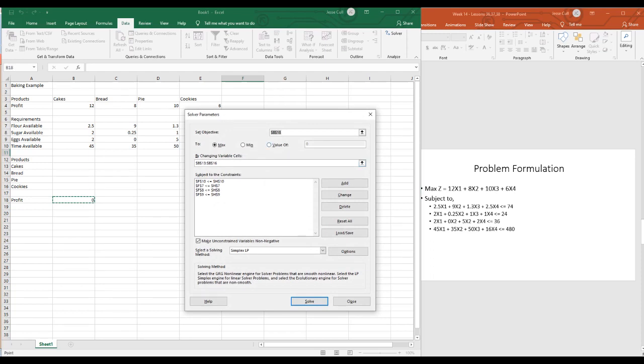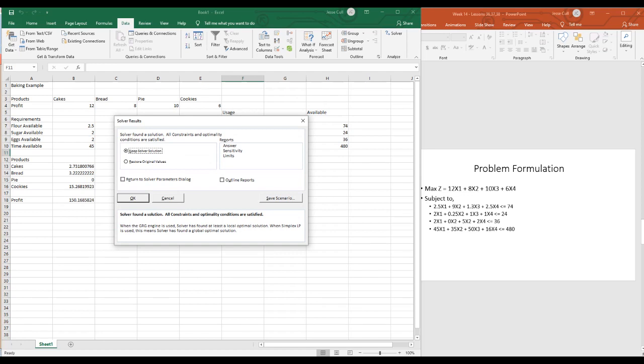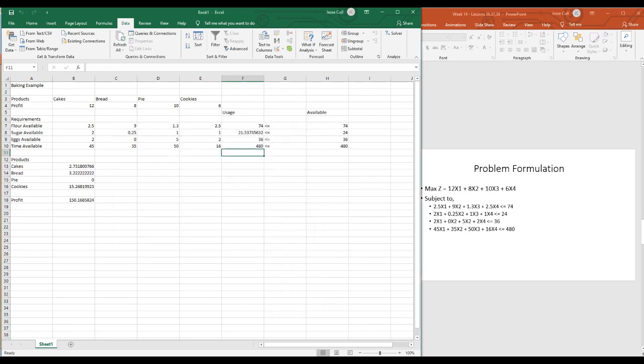So once we have all of our relevant information completed, we hit Solve. Solver found a solution. All constraints and optimality conditions are satisfied. And we see that we have found exactly the same answer now. We should prepare 2.73 cakes, 3.22 bread, 15.27 cookies, which will generate a profit for us of $150.17. So I'll save this file.